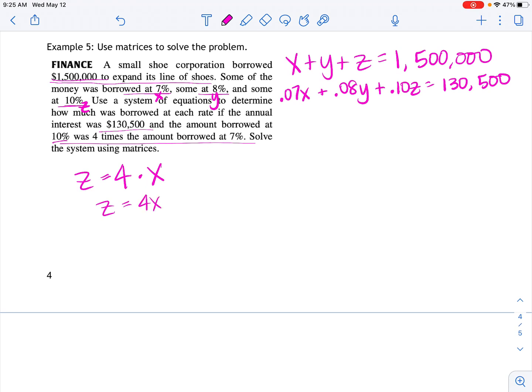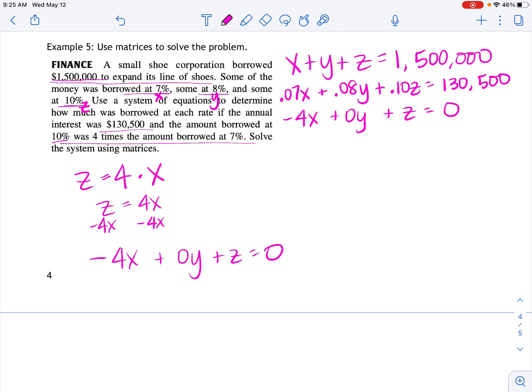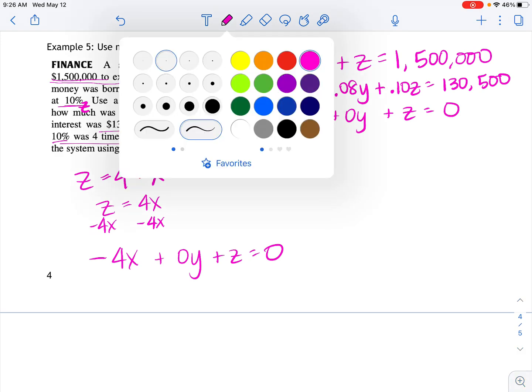Now I can't put it in like that. Whenever you write a system and you're going to put it in a matrix, it has to be X, Y, Z, number. It has to be in a certain order. So I am going to subtract 4X from both sides so that I have negative 4X plus 0Y, because there isn't a Y, plus Z, and then there's no number left over, so it'd just be 0. And then I can transfer that up here. So when I write each equation, I have to have all the letters, I have to have them in the right order, and then it fits in my system. So that's my system of equations that I wrote.